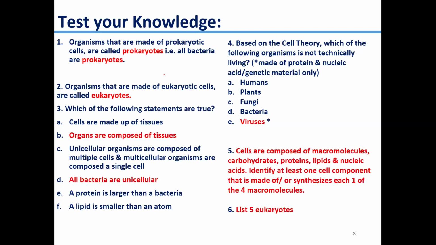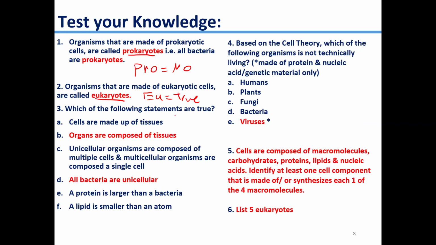All right, welcome back. So this is what you should have seen. Number one, organisms that are made of prokaryotic cells are called prokaryotes, like bacteria. All bacteria are prokaryotes. Remember, PRO equals no, meaning that there is not going to be a nucleus. Organisms that are made of eukaryotic cells are called eukaryotes. Remember, EU equals true. So in this case, they are going to have a nucleus.